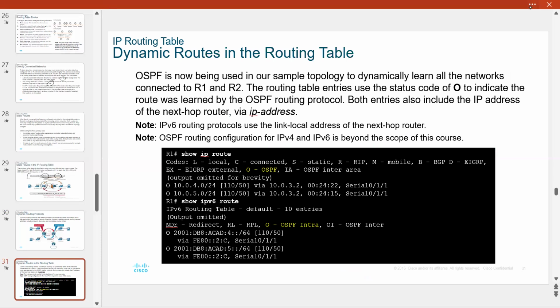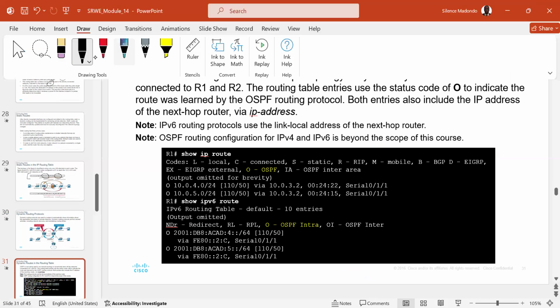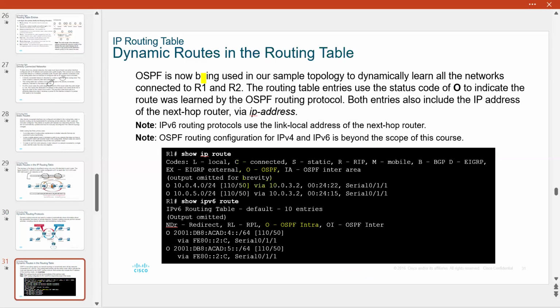Can I do this? Which one can I use? Red, yellow. Right. Okay, this one is impossible.